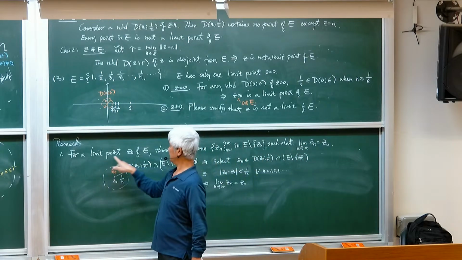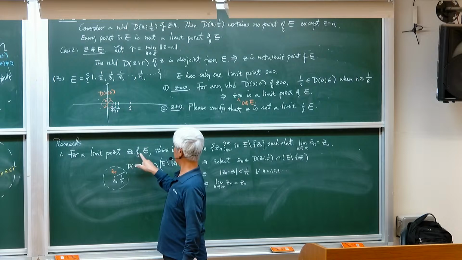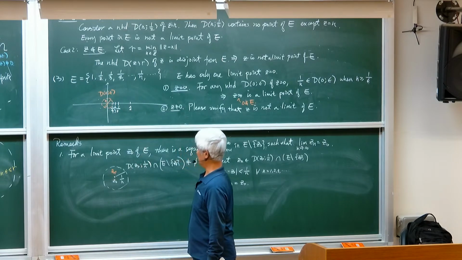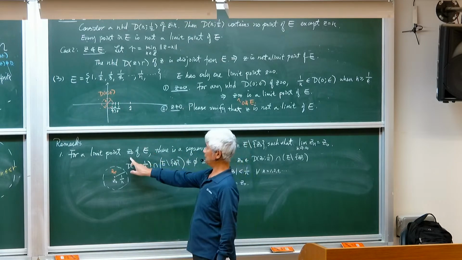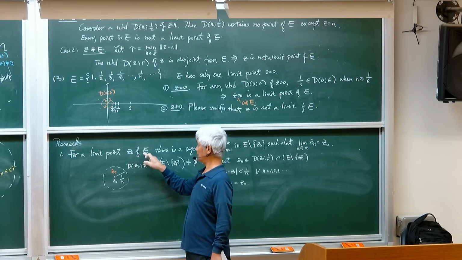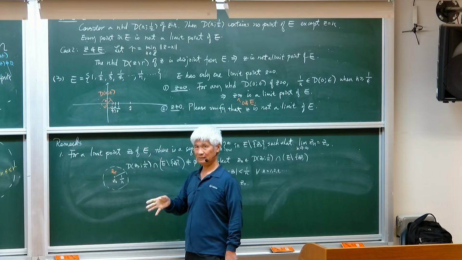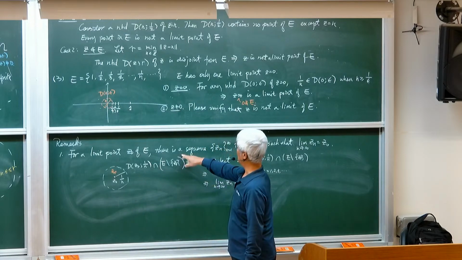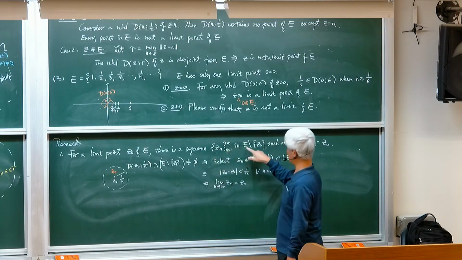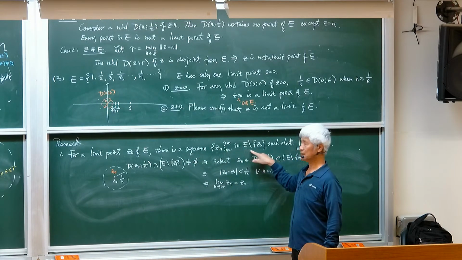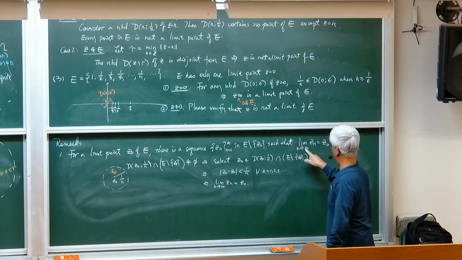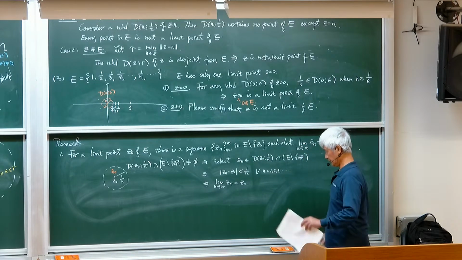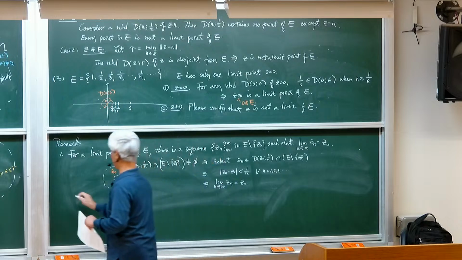So for every limit point z0 of E, this limit point may be a point inside E or outside E, maybe. However, we can always find a sequence in this set such that the limit of zn goes to z0. This is the first remark.